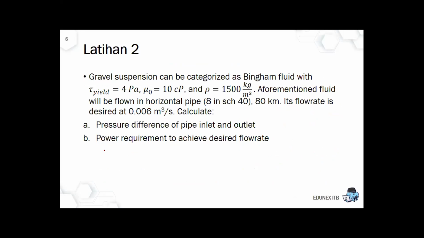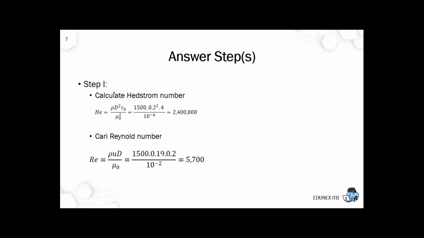Sorry, I'm still in Bahasa. This is example number 2. A gravel suspension can be categorized as a Bingham fluid with tau yield equal to 4 Pascal. It will flow in a horizontal 8-inch, schedule 40 pipe, 82 meters long. Its flow rate is desired at 0.006 cubic meters per second. Calculate the pressure difference and then the power requirement. Still the same, step 1.